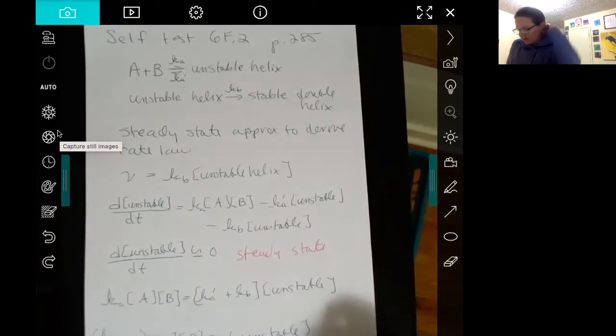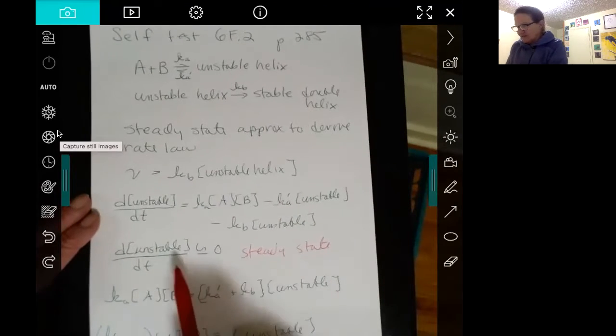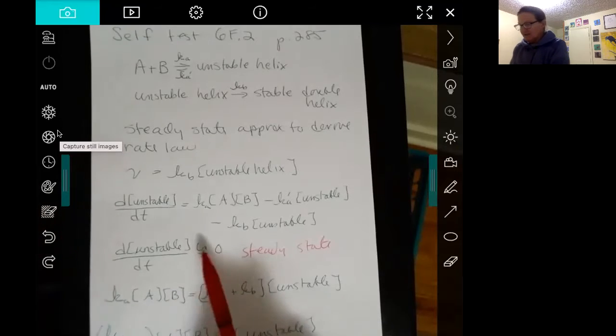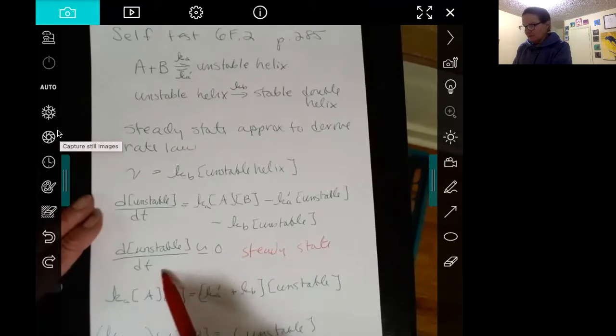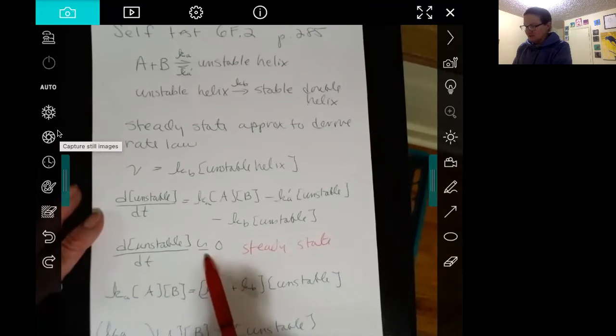So the steady state approximation is what I put on this line. It says, if that's a very unstable intermediate, its concentration never builds up. And so we can assume that the change in concentration is super small.